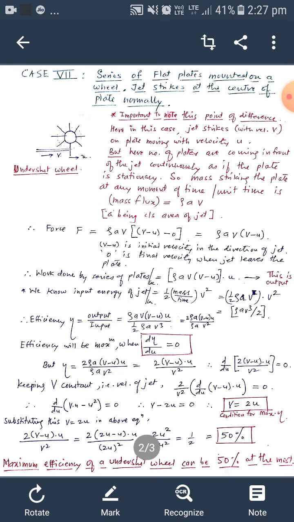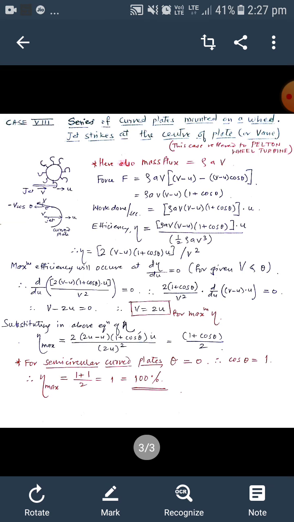So this is not the proper solution for runner of a turbine, isn't it? This can be called as a runner of a turbine. When this is attached to a generator, it can generate electricity. But only theoretical 50% efficiency is not a good machine, isn't it? So what can be done?